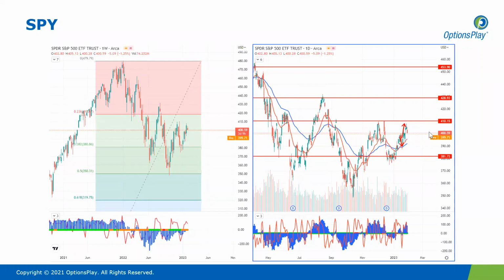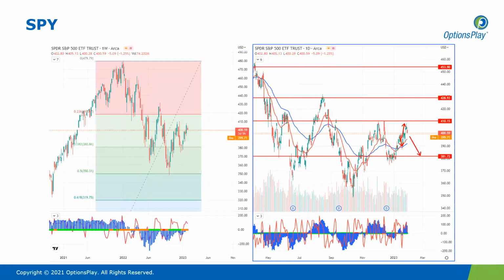So not much to say for the S&P 500 because it's going to be the fundamental events this week that are going to really dictate whether the price hits that 410 level or moves all the way back down to its exponential moving averages and potentially that 380 level.